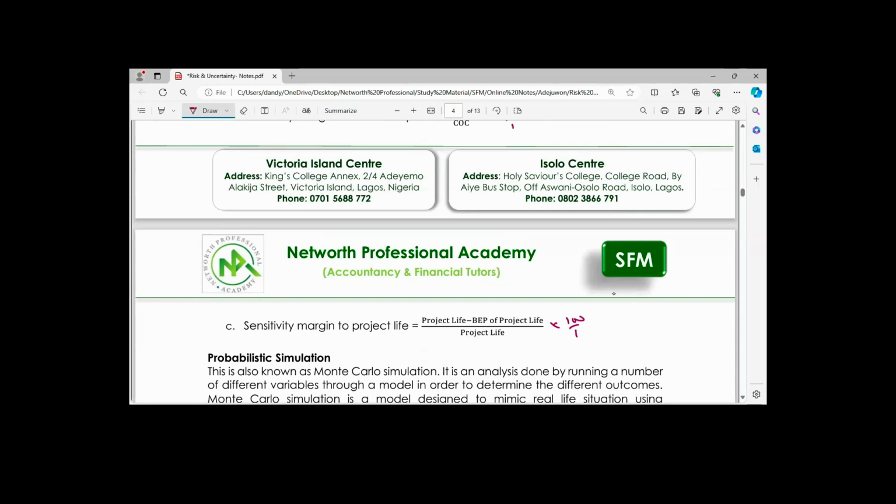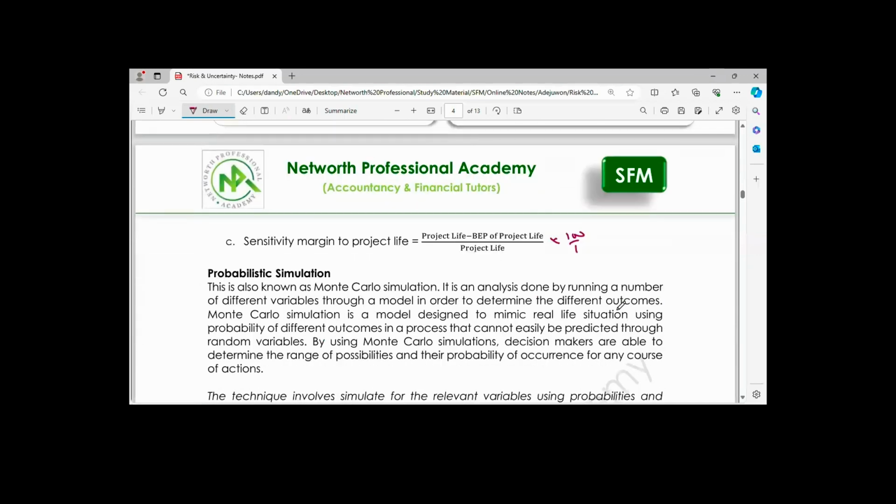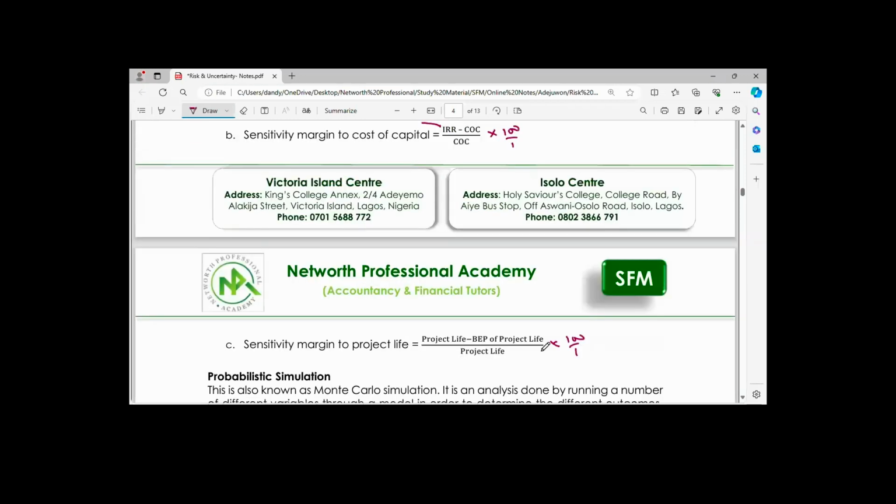Now, as you can see from this formula for calculating sensitivity margin of project life, we have break-even points of project life. So what that simply means is that you need to calculate the break-even point of project life before you can calculate the sensitivity margin of project life. Therefore, how do you calculate the break-even points of project life? When you want to calculate the break-even point of project life, there are three procedures you are supposed to carry out. Let me see, it's not in this material.